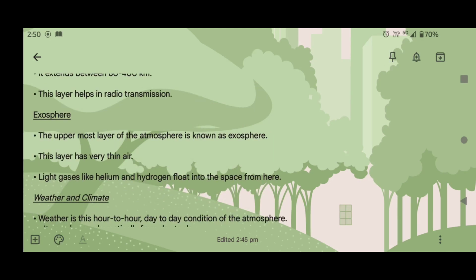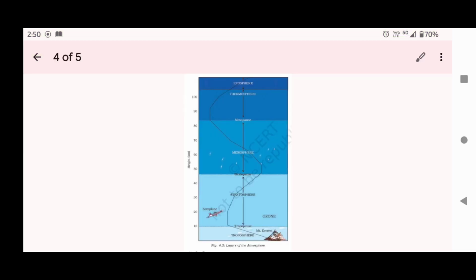And the last one is exosphere. The uppermost layer of the atmosphere is known as exosphere. This layer has very thin air. Light gases like helium and hydrogen float into the space from here.